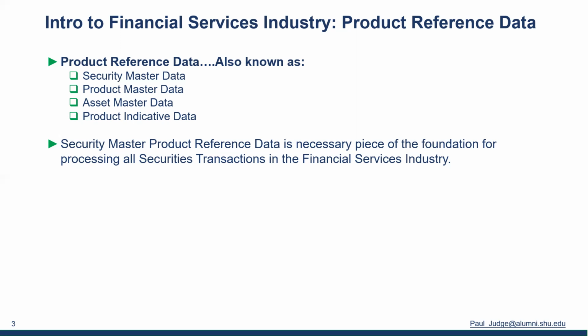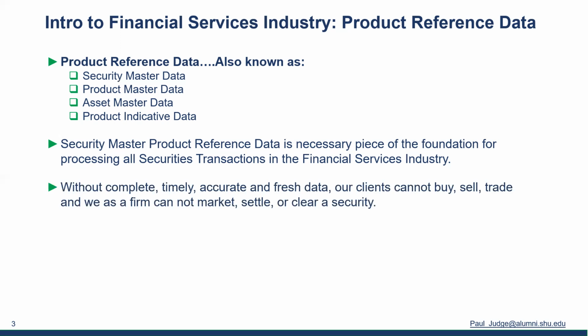All that information has to be controlled, and as much as possible, we handle it in an automated fashion, right? Without complete, timely, accurate, and fresh data, our clients can't buy, sell, and trade securities effectively, and we can't clear them, right? Because data is always changing. The ticker symbol on a security might change, or some other indicative data on a security might change. So the data on securities is constantly changing, and firms have to track this so that they have the current accurate data that describes that asset, that product, that security, that thing that a client is buying and selling, right?